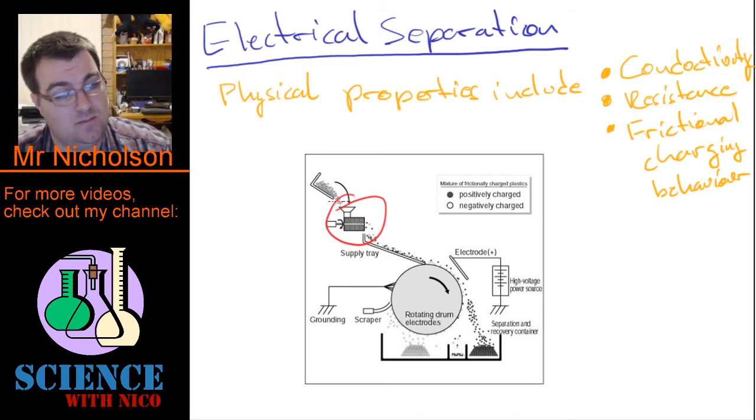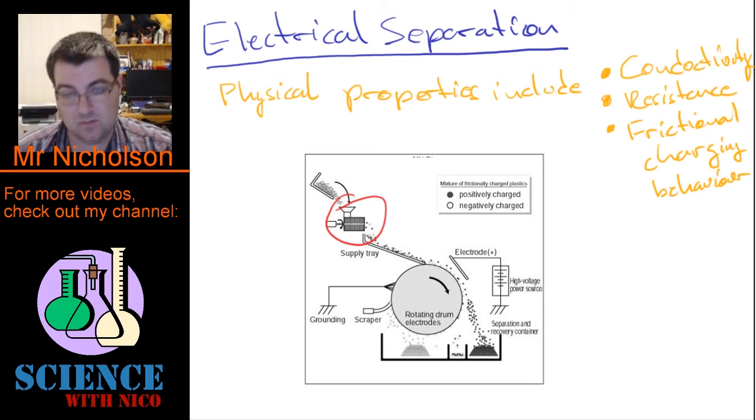As it passes down into the separator, a common design is to have a rotating drum electrode which the particles pass onto, and above that a second electrode. Your negatively charged particles, as they pass down here, will be deflected towards the positive electrode over this way, while your positive particles will be held onto the negative drum.